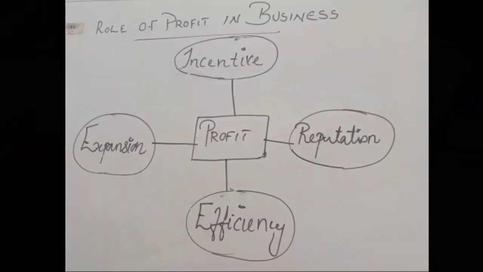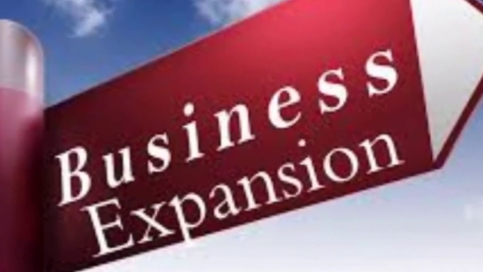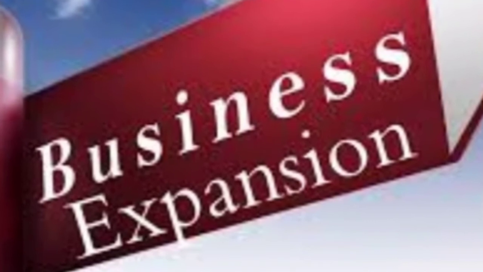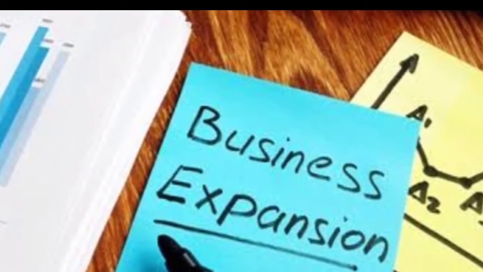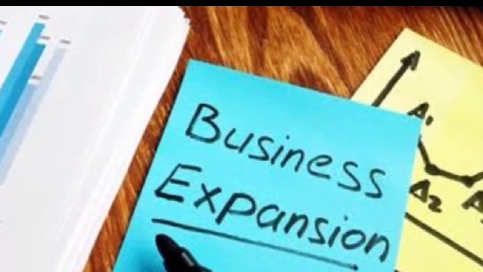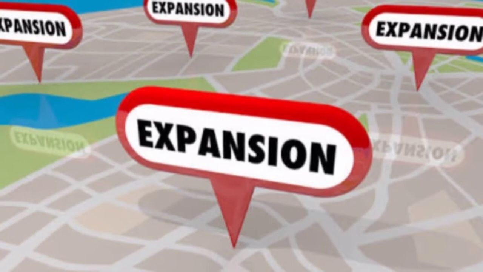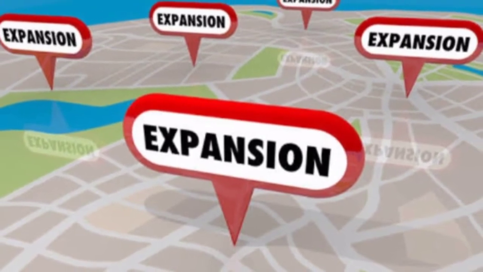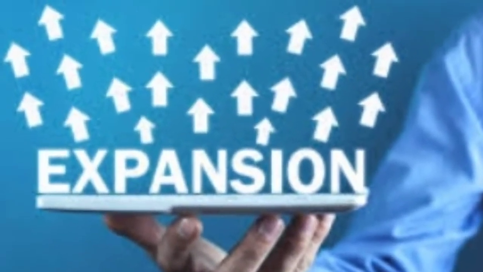Secondly, expansion of the business. Profit is necessary for the expansion of business in the long run. A part of the profit of the business concern is invested along with the capital of the business organization. So for the expansion of the business, profit is very much needed. For example, establishing branch offices needs more capital. So profit acts as a source of additional capital of the business organization.